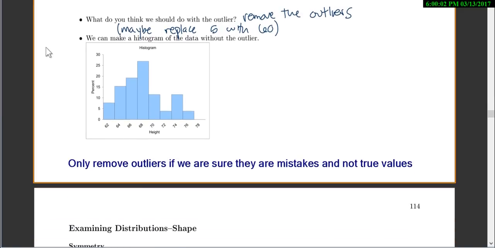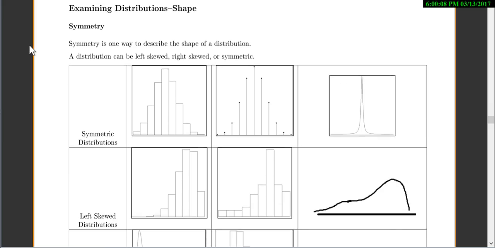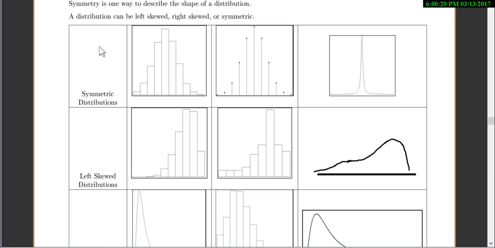Then once we make a histogram, we might want to look at the shape of the histogram. There are a few different things we can look at here. One is symmetry. These are things I've been saying throughout the entire semester, we just haven't learned them yet. A distribution can be symmetric, left skewed, or right skewed. So in this first row we have some symmetric distributions.